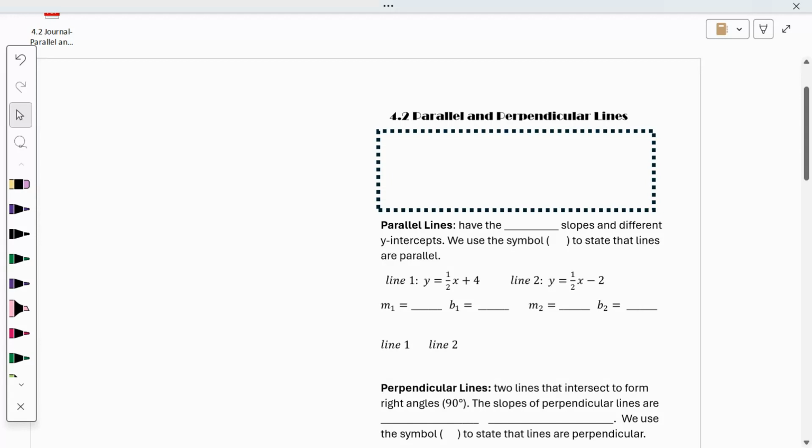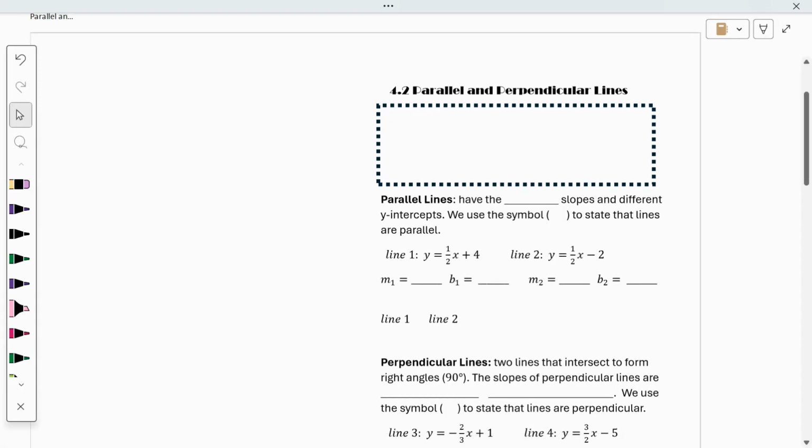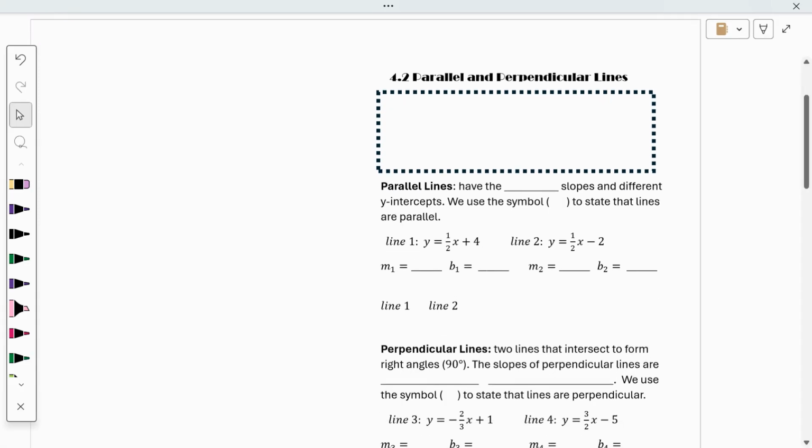This lesson is on parallel and perpendicular lines. We're going to skip the I can statement for now; we'll go back and fill that in later. Parallel lines have the same slopes and different y-intercepts. Same slopes.